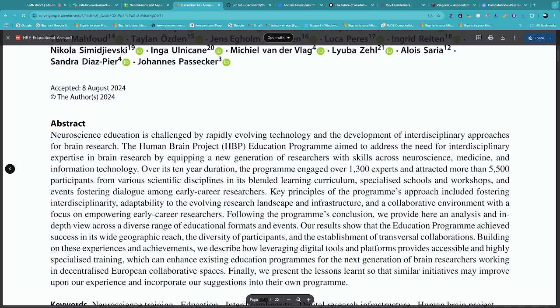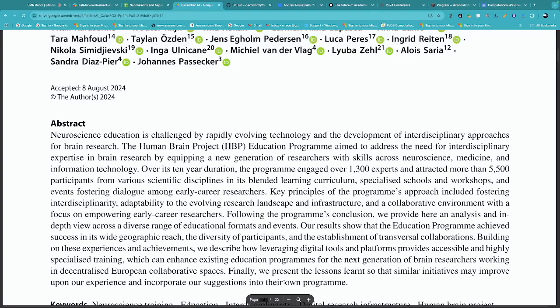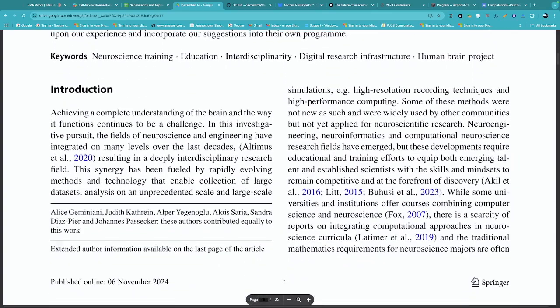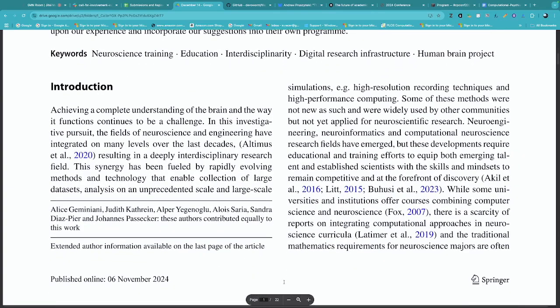Building on these experiences and achievements, we describe how leveraging digital tools and platforms provides accessibility and highly specialized training, which can enhance existing education programs for the next generation of brain researchers working in decentralized European collaborative spaces. Finally, we present the lessons learned so that similar initiatives may improve upon our experience and incorporate our suggestions into their own program. So this is where they kind of go over this.